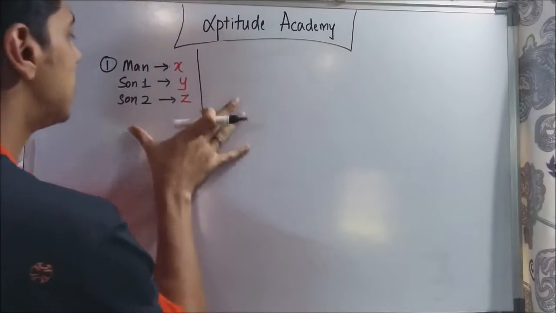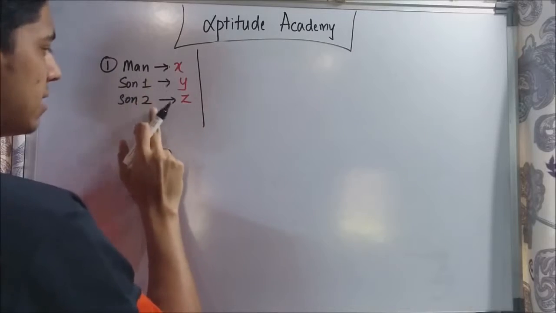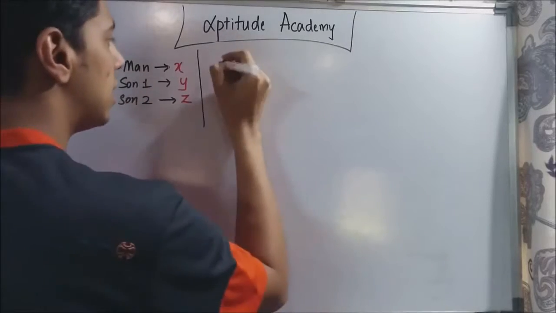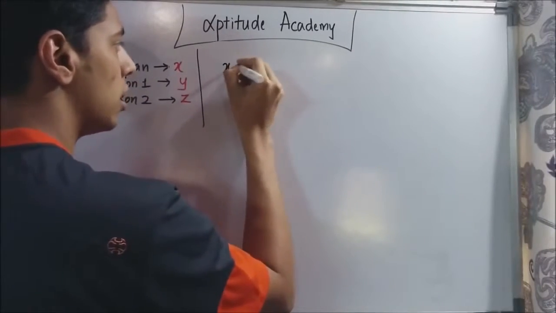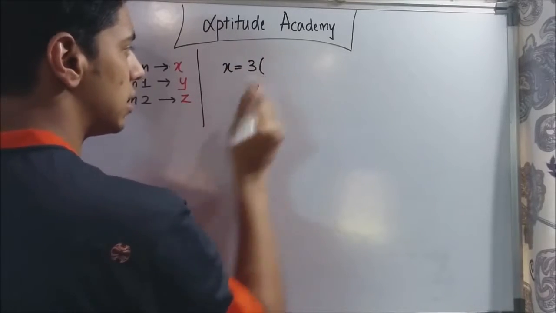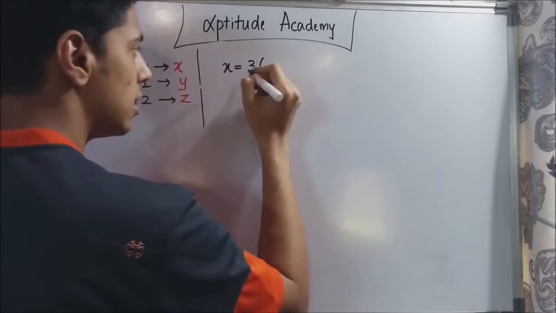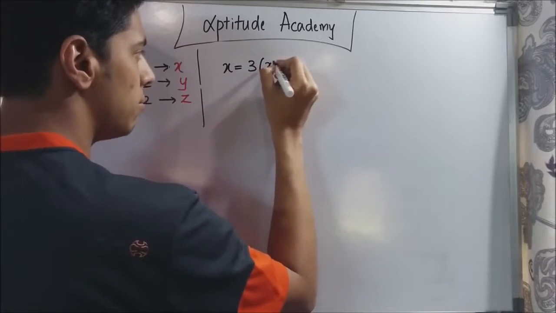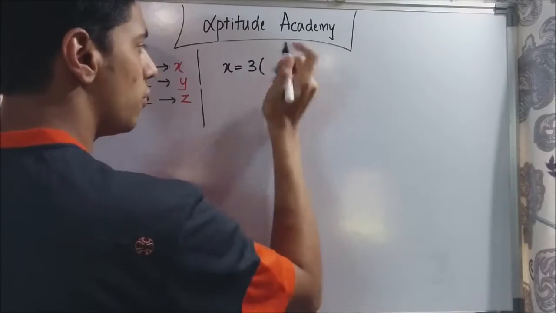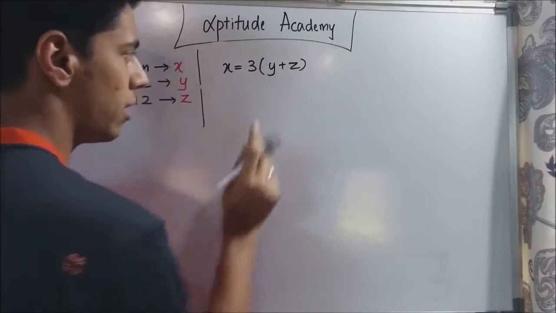Now for the first sum, let us assign the man's age as x, and son 1 and son 2 as y and z. They've said that at present, the man's age will be 3 times the sum of the ages of his two sons. So 3 times the sum of the ages of 2 of his sons. So y plus z, right?